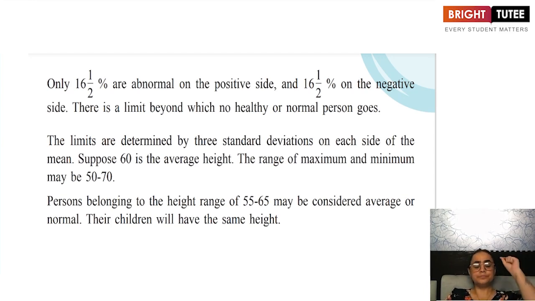So basically, the limit to which a human being develops is determined by 3 standard deviations on either side of the mean. We are going to learn about standard deviation and mean in the last chapter of your book. So let's say 60 was the average height. The maximum and the minimum height will be 50 to 70. Persons who belong to the height range of 55 to 65 are considered average or normal.